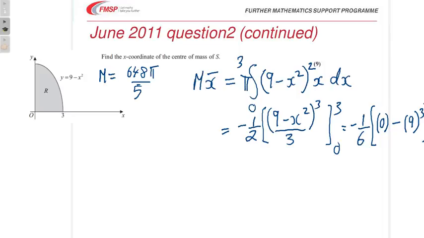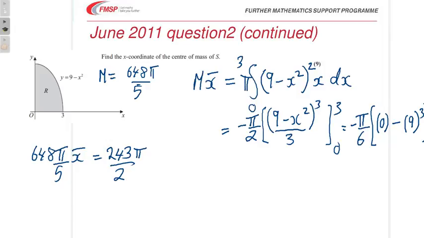Right, let's put the values in there. We know m is 648 pi over 5, so 648 pi over 5 times x bar is equal to, now minus 9 cubed divided by minus 6 comes to 243 over 2. So we're there now. I've lost a pi. In fact, I've lost a pi in both places. So that's pi over 2 there. That's pi over 6 there. And there's a pi there. Sorry about that. Now the pi's cancel out.